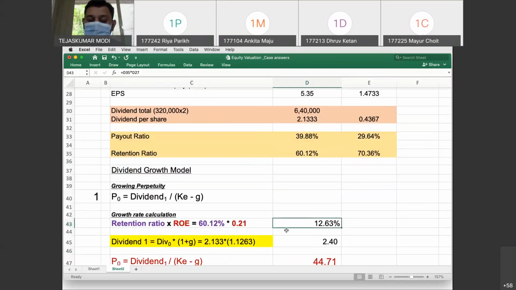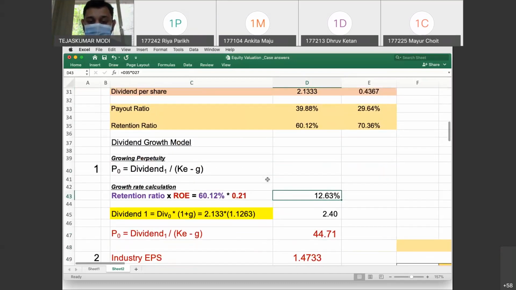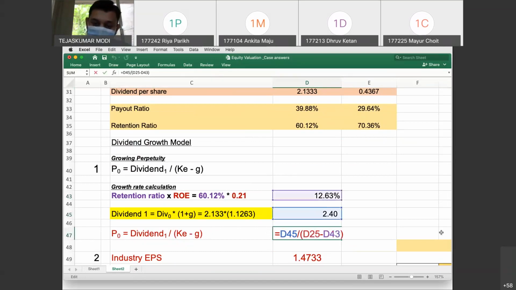Now I will just put down the values. First of all, I will calculate the dividend at time 1 because I know the growth rate. I know the dividend today, so I can calculate the dividend after 1 year, that is 2.40. So 2.13333 is the dividend today into 1 plus growth rate, that is dividend 1, 2.40, divided by KE minus G. So KE is 0.21 and G is 0.1263. You can see the formula also, right? That is how it has been captured.